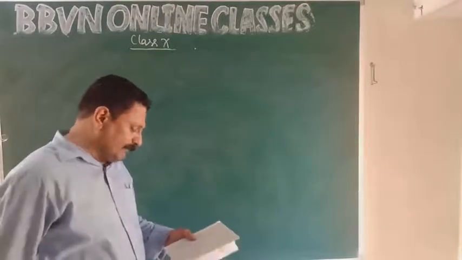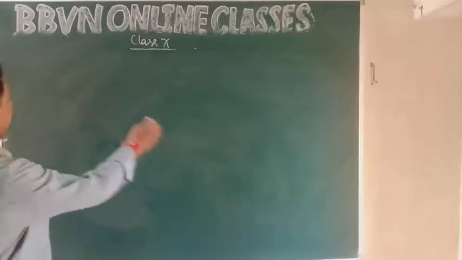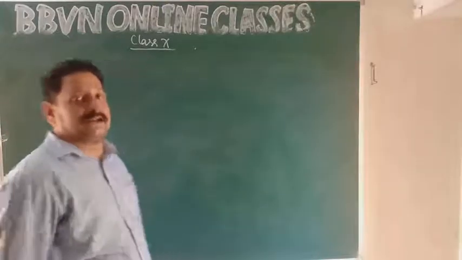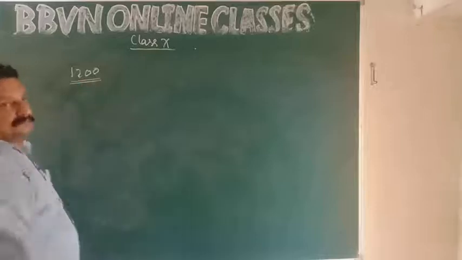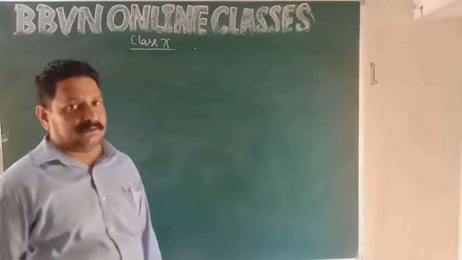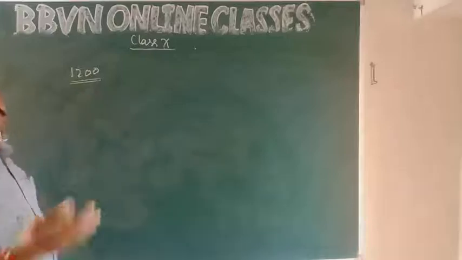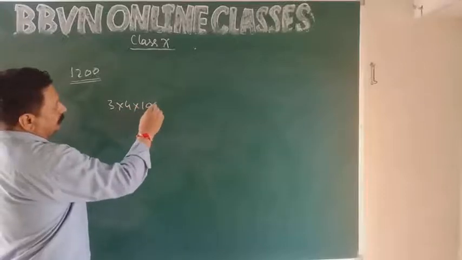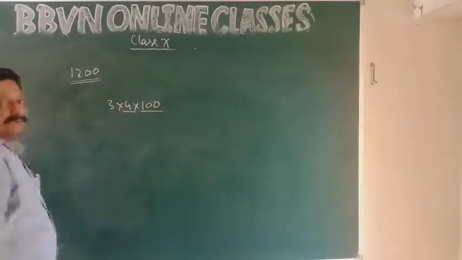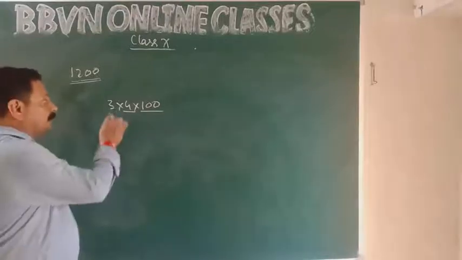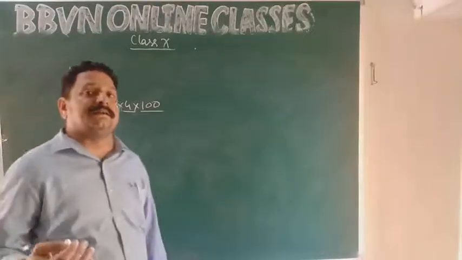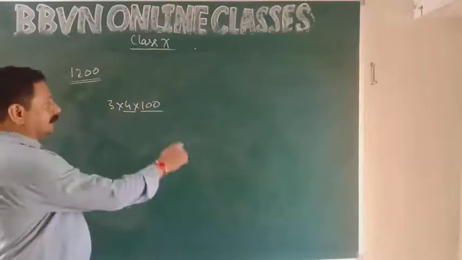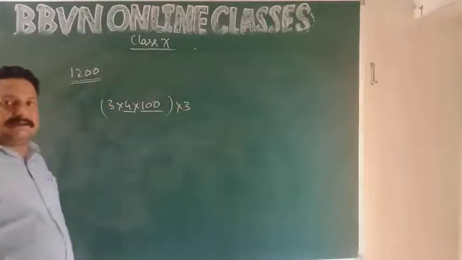Okay, now find the smallest natural number by which we have to multiply 1200 so that it becomes a perfect square. Let's cut it into a form of products of perfect squares. 12 means 3 into 4, and into 100. 100 is a perfect square, 4 is a perfect square. 3 is not a perfect square. So what is the smallest number by which I should multiply it so that it becomes a perfect square? Simple, it has to be 3. Only then it becomes a perfect square.